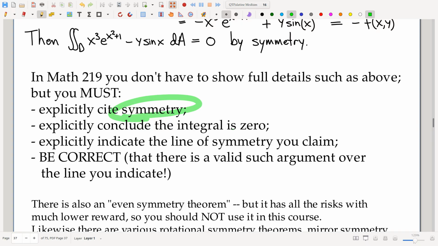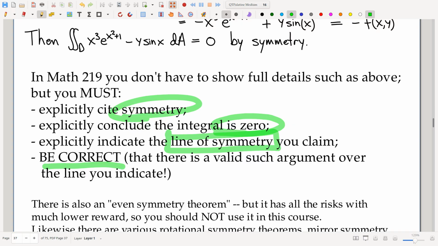You do have to actually carry the ball into the end zone. You do have to actually conclude that therefore the integral is 0. Again, low bar, right? So just tell me what you're doing. And then the smallest of additional requirements, you've got to tell me what the line of symmetry is for what you claim is a symmetry argument. And then, of course, you have to be correct. I hope that's obvious, right?